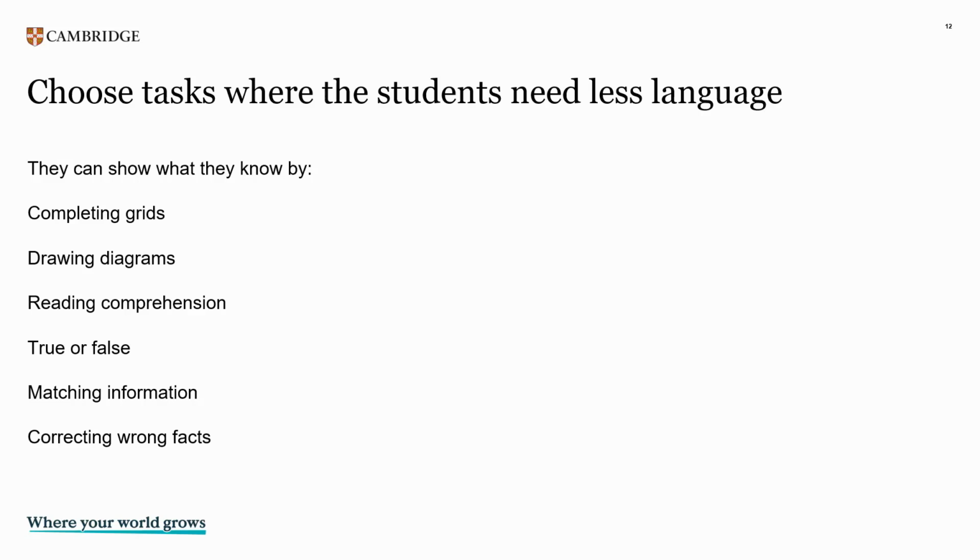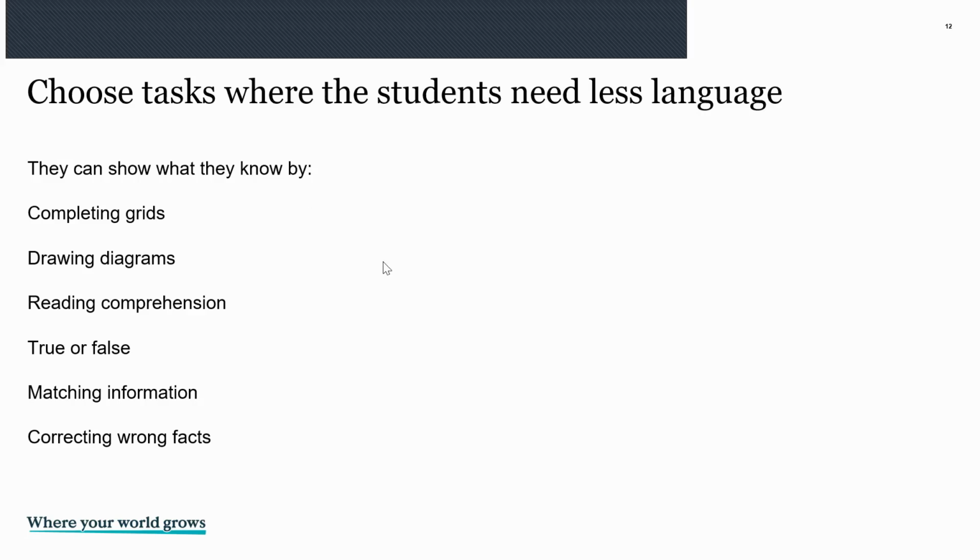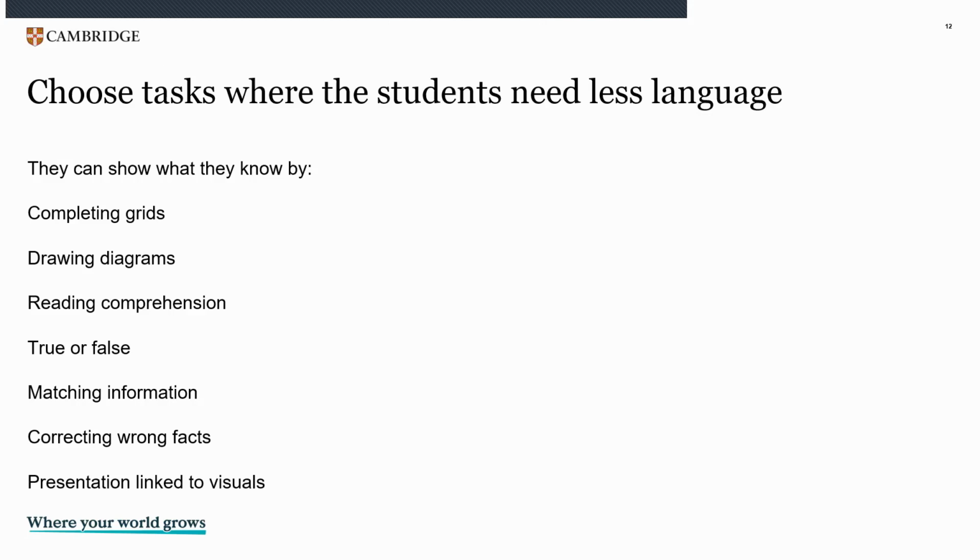So we've established that for CLIL, if the students are lacking in language, then we need to choose tasks where they don't have to produce a lot of it themselves, but they still need to focus on content. Anything that's visual, a presentation linked to visuals, anything that helps the student to show their thinking or to show a process of thinking is also really useful.